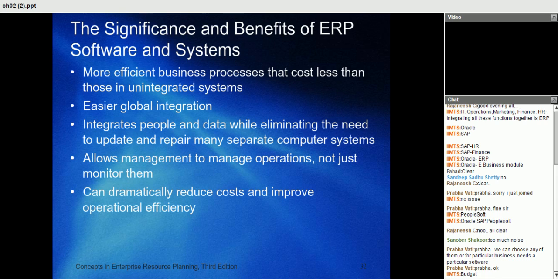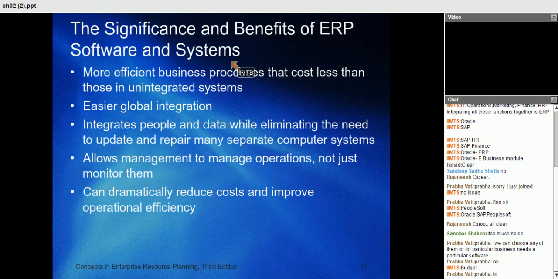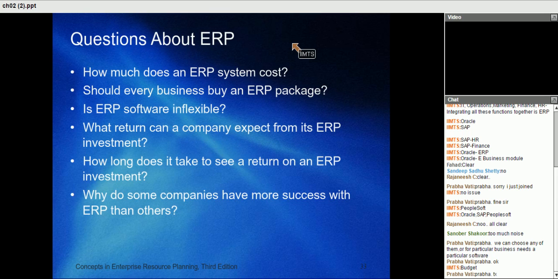Moving ahead. The significance and benefits of ERP software and systems. More efficient business processes that cost less than those in unintegrated systems. Easier global integration. It integrates people and data while eliminating the need to update and repair many separate computer systems. It allows management to manage operations, not just monitor them. It can dramatically reduce costs and improve operational efficiency. So these are the benefits of having the ERP system.